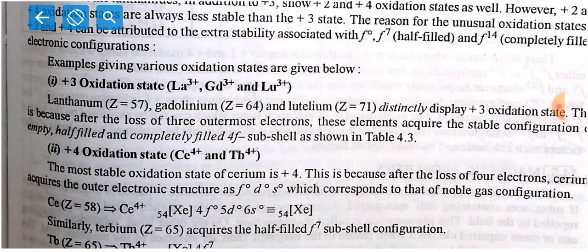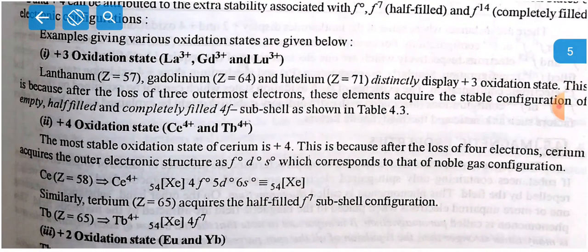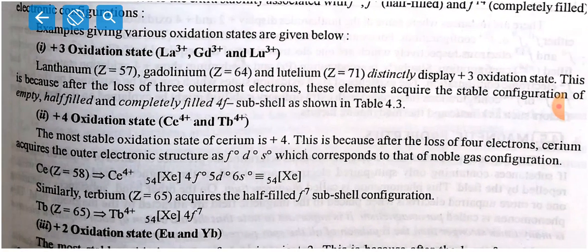+3 oxidation state: lanthanum +3, gadolinium +3 and lutetium +3. Lanthanum Z equals 57, gadolinium Z equals 64 and lutetium Z equals 71 distinctly display +3 oxidation state. This is because after the loss of 3 outermost electrons, these elements acquire the stable configuration of empty, half-filled and completely filled 4f subshell, as shown in table 4.3.